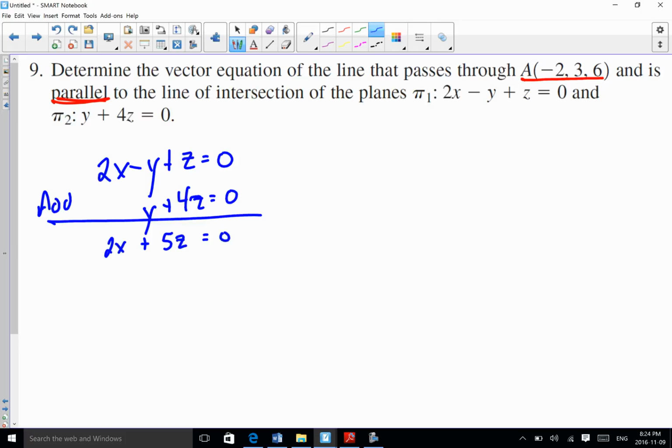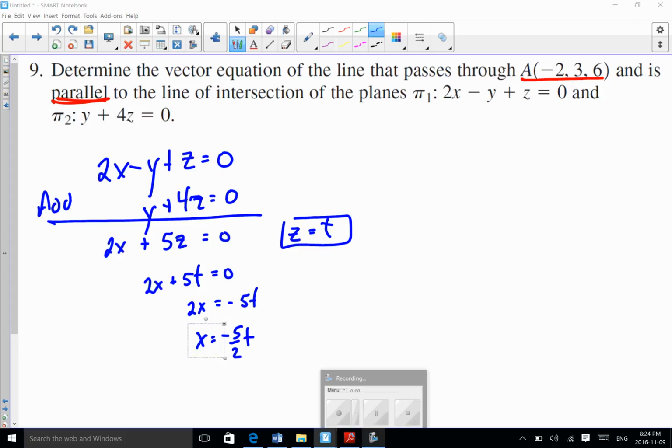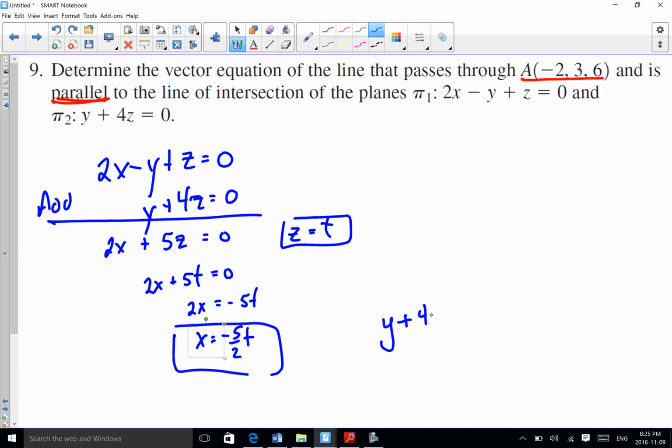I need a parameter right off the bat. So let's say z is t. There's my parametric. So 2x plus 5t equals 0. So 2x equals negative 5t. So x is negative 5 halves t. Now that I got x, let's go back and figure out y. The easiest one is to use the second equation, right? y plus 4z equals 0. Because we already said z is t. So in other words, we get y equals negative 4z, or if you prefer, negative 4t.